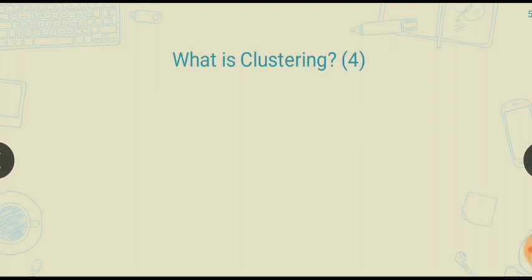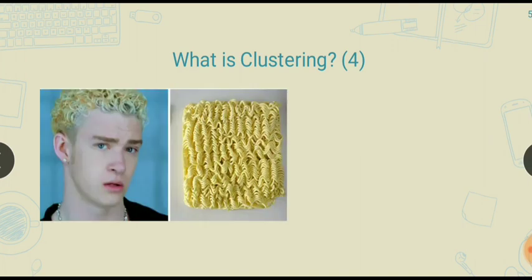Similarity, defining it is actually a very challenging task. To understand how challenging it is, we will again have a look at some set of pictures here. So if you look at this picture of Justin Timberlake and ramen noodle, can I say that they are similar and they can belong to the same cluster? Well, at first glance, I'd say that yes, there is some similarity in these two pictures.